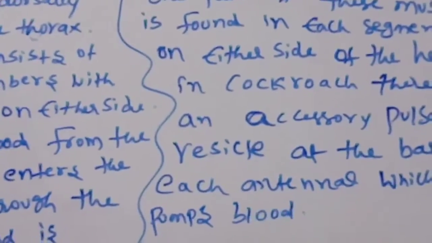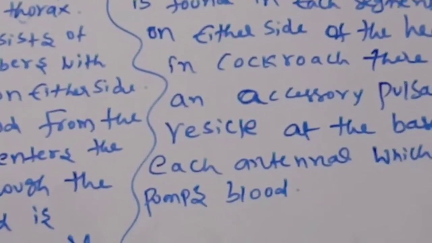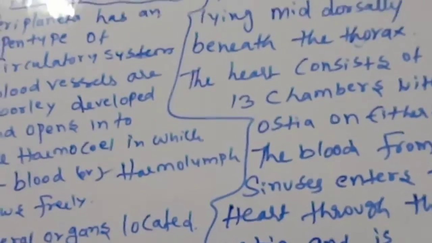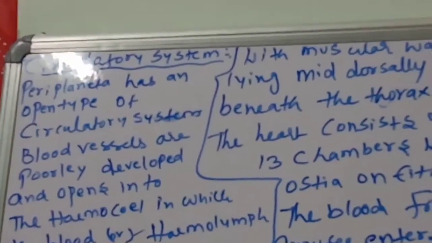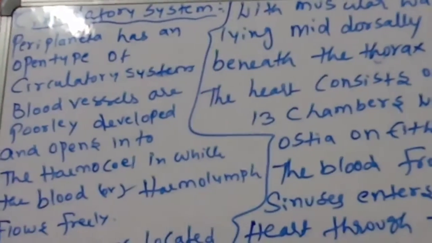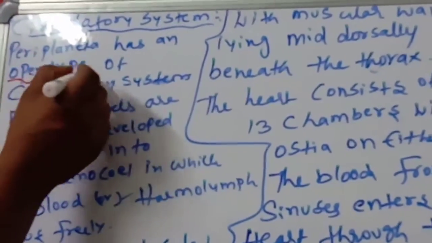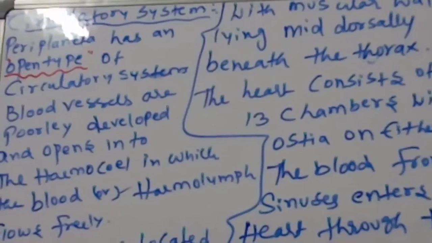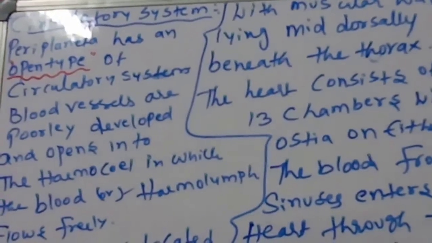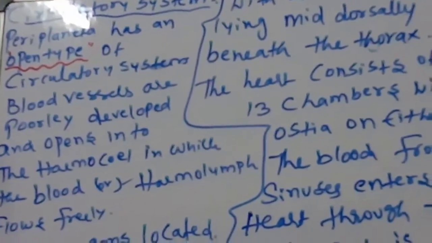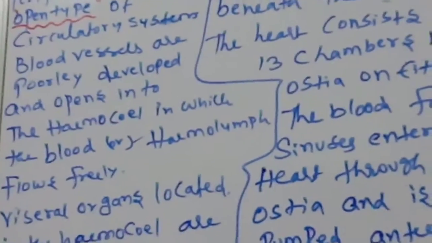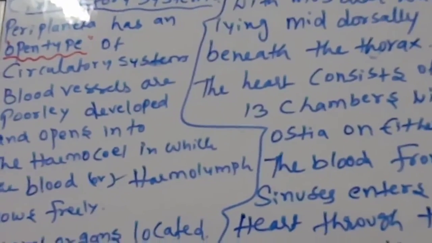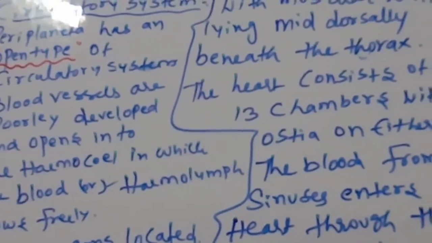Okay, children, observe very carefully. Here we are discussing the circulatory system. Periplaneta has an open type of circulatory system. What is the open type of circulatory system? When the blood flows in the sinuses, not in blood vessels like arteries and veins, that kind of circulatory system is called an open type of circulatory system.